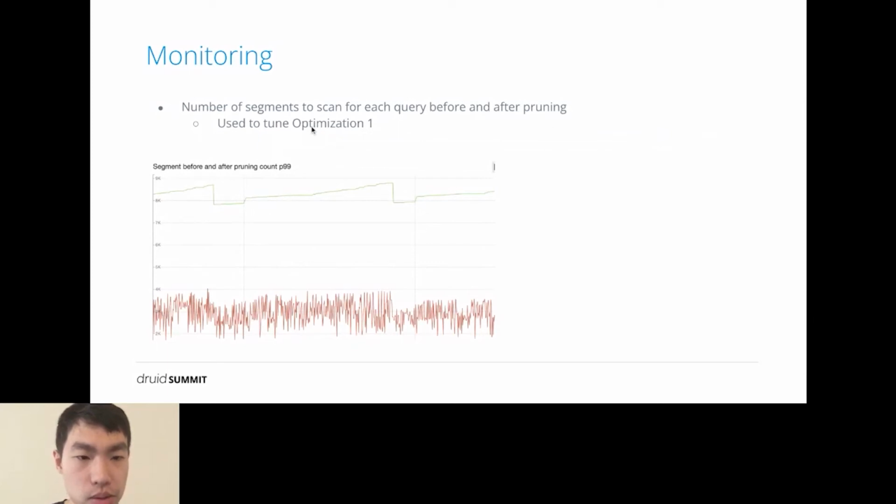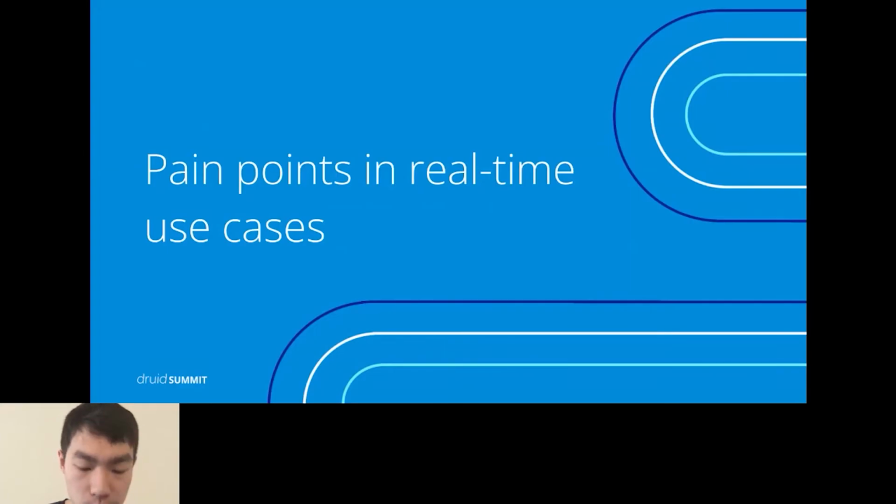Also here is the metric of the number of segments to scan for each query, before and after pruning. This is used to tune optimization 1. We see that before segment pruning, it has something like 8,000, and after segment pruning, it only needs to scan, let's say, 3,000. So we know there's about a 60% reduction.